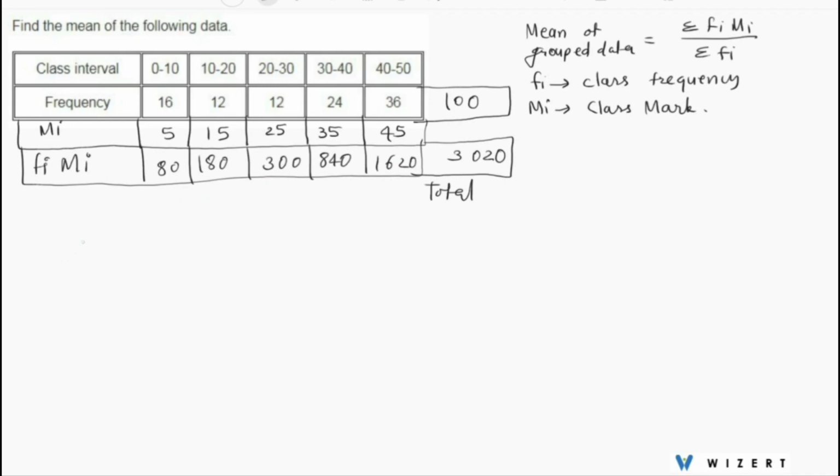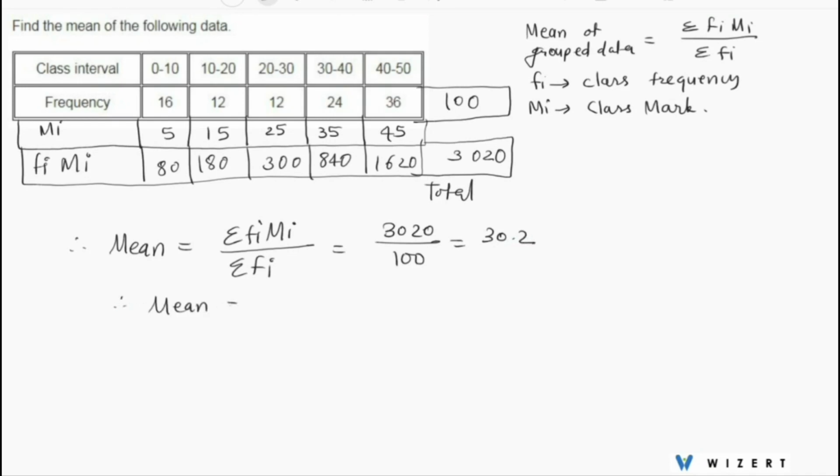So 3020. Therefore mean equals summation of fi mi divided by summation of fi, which is equal to 3020 divided by 100, which is equal to 30.2. Therefore mean equals 30.2. This is the answer.